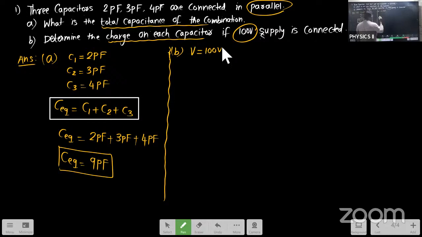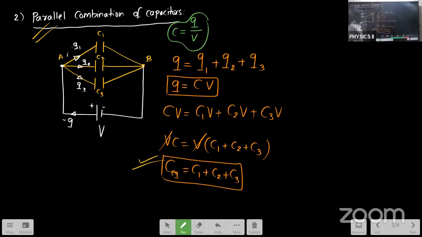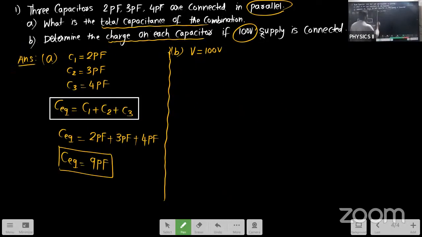He is asking you to determine the charge through C1, C2 and C3 capacitors. We know that in a parallel combination, the potential remains the same. Whatever potential is here at A and B, the same potential will be here. In a parallel combination, what will be constant? Potential will be constant. So I can write Q is equal to C into V. This is the general formula. C is equal to Q by V and charge Q is equal to C into V.